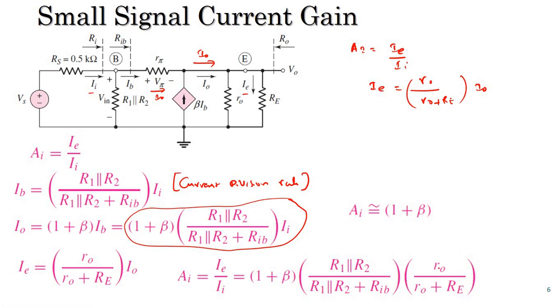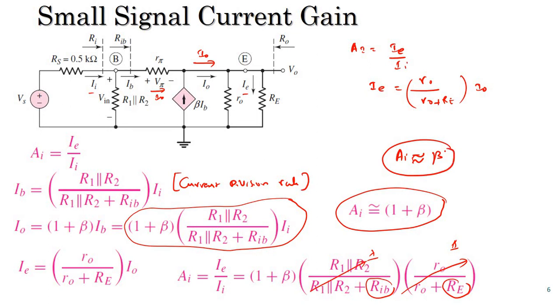And if you make an approximation, RE tends to be much smaller compared to R0, so you can neglect this. If you neglect this, this whole term will become equal to 1. And if you consider this, Ri will be much smaller than R1 parallel R2. You can neglect this, and you will get 1. So finally you will get AI is equal to 1 plus beta, which is the current gain of the common collector amplifier. You can even approximate this, which is equal to beta.